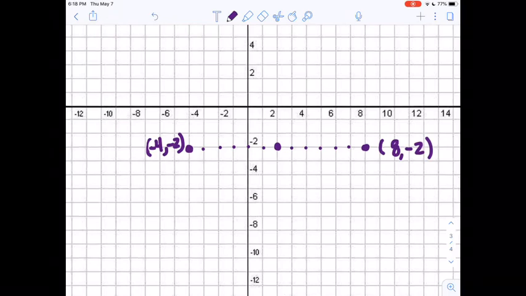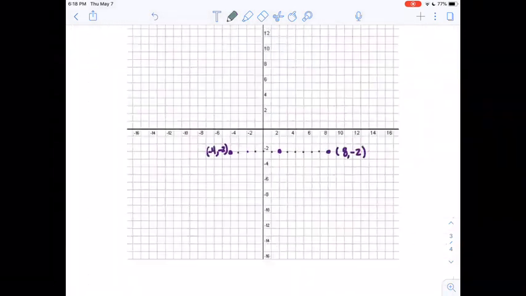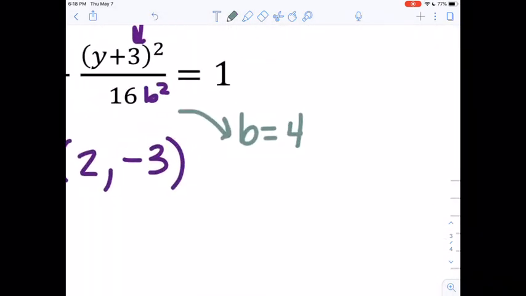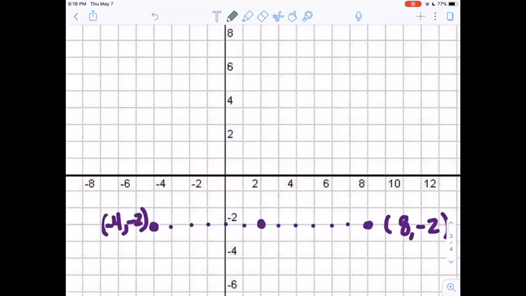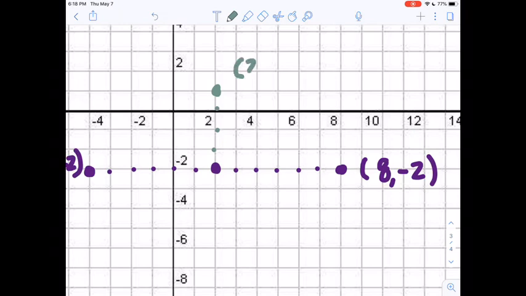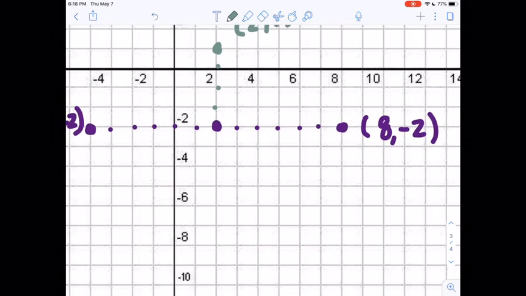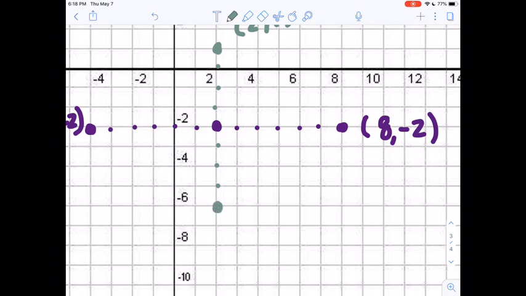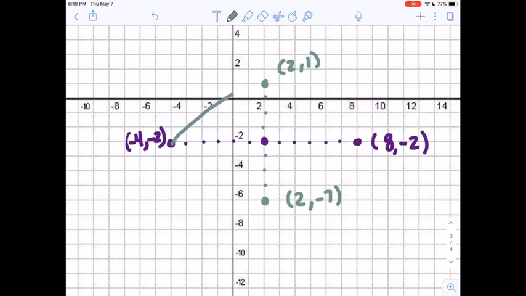And then I'm going to count 4 along the y. The y-axis is up and down, right? So I have to count 4 up and down. So 1, 2, 3, 4. And this is at 2, 1. And then I'm going to count down 1, 2, 3, 4. And this is at 2, -7. And then I'm going to connect these 4 points.